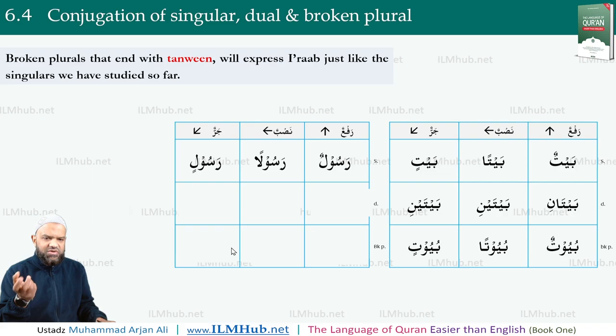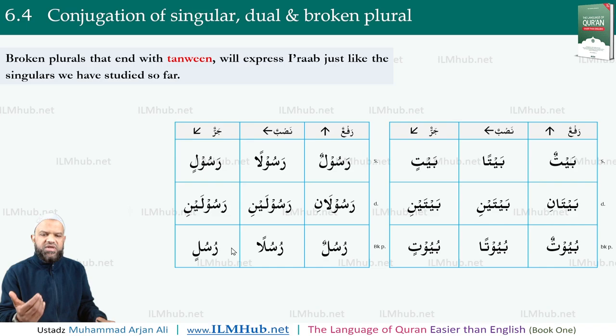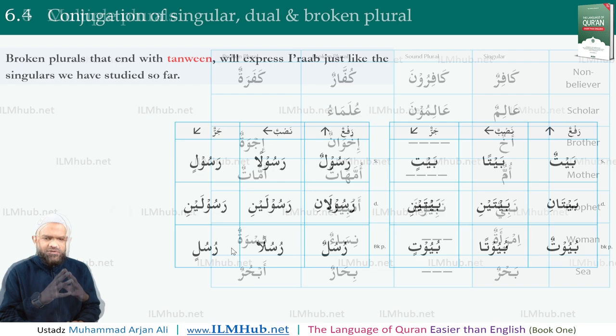We have another example. Rasulun, rasulan, rasulin. The dual will be, you should be able to predict by now, rasulani, rasulaini, rasulaini. And the plural of it is rusulun, rusulan, rusulin. So all the words I gave you earlier that end with tanween will follow the plural pattern as you've seen here from the example. So again, please note, alhamdulillah, the job is not as complex as we fear. Our job is to recognize the four properties. We should be able to do that. The only thing we need to know is whether that word is a plural or not.